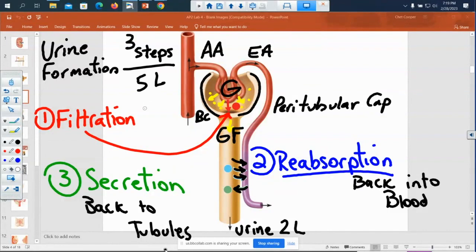So here's the question. In a day, in an average normal human day, how much glomerular filtrate do you make? I'm going to go get my water while you think about it. I'll be right back. Or what if it's 1 liter and then we absorb 1 liter?